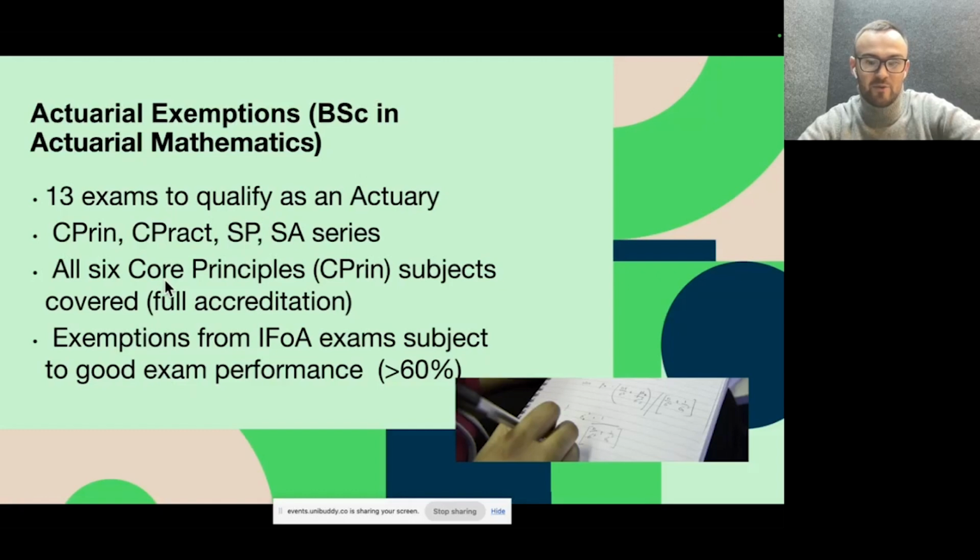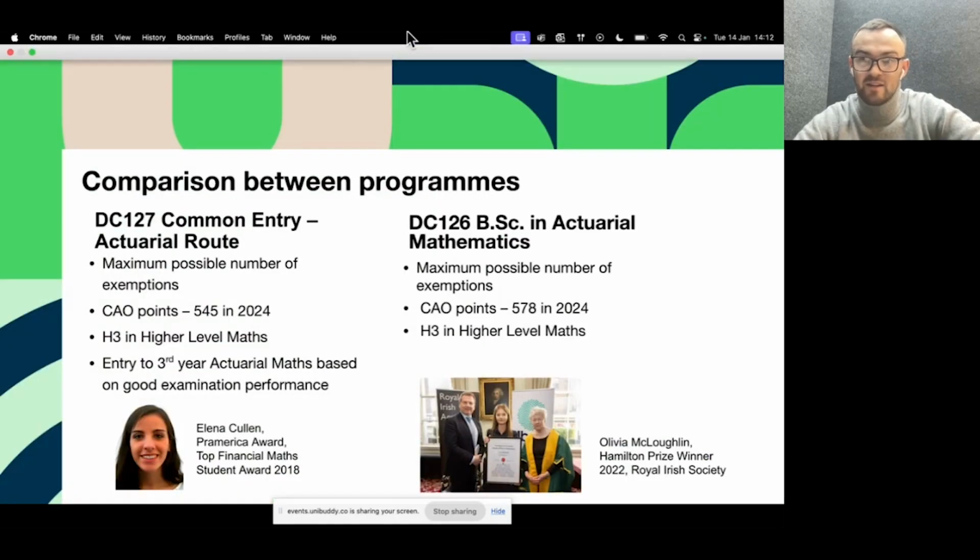I was talking about this already. We can get the 6 core principles as an exemption once you score greater than 65% is what I would say. But anything between 60 to 65 changes every year, you just got to do well, basically. If you get a first class honors, you'll get all of them. Time check. All right, 3 minutes left to fly through as much as I can.